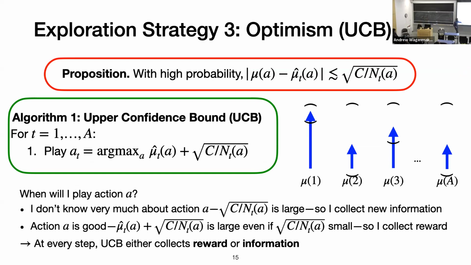But you see that the confidence interval, say for mu2, is quite a bit larger than the confidence interval for mu1. The reason is that I pull mu1 a lot more than mu2. So what UCB effectively does, if we visualize the confidence intervals, is try to make the tops of all the confidence intervals the same. But if the means are a lot less, then the confidence intervals can be a lot larger, so you pull that arm less.